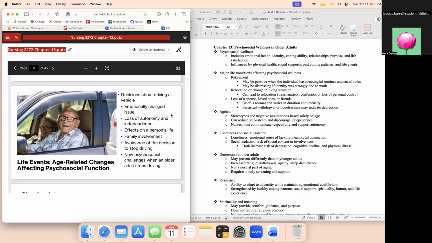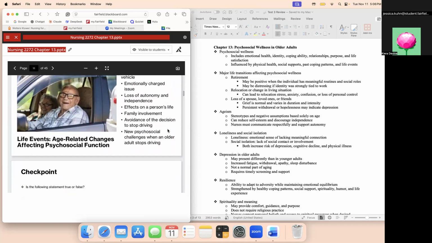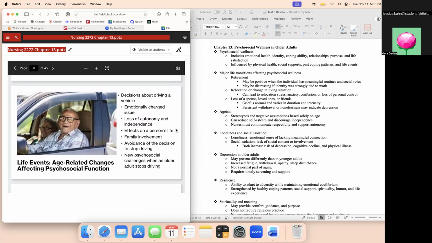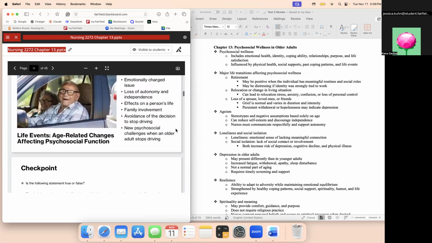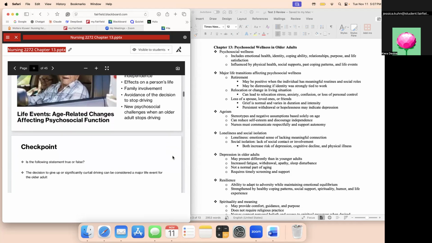I think this is a hot topic. While if they continue to drive, it's dangerous, if they lose the ability to drive, they've also lost their autonomy and their independence. They're unable to live their life independently. Now they have to rely on other people for rides, and it's difficult to get from point A to point B, especially if they have multiple chronic illnesses and need to get to 3 doctor's appointments in 1 week. This can be a very big life event that will absolutely affect their psychosocial function.